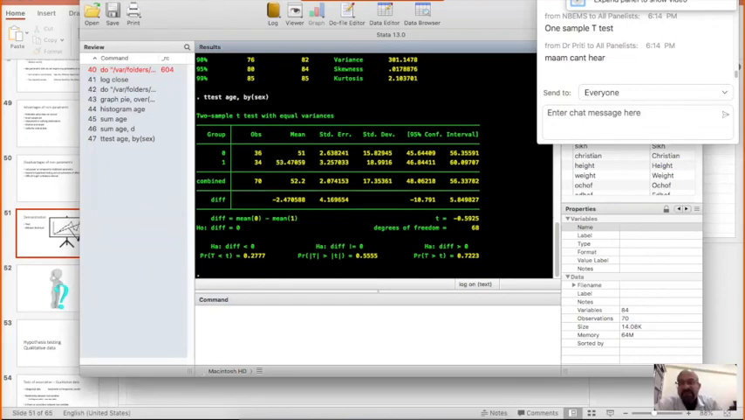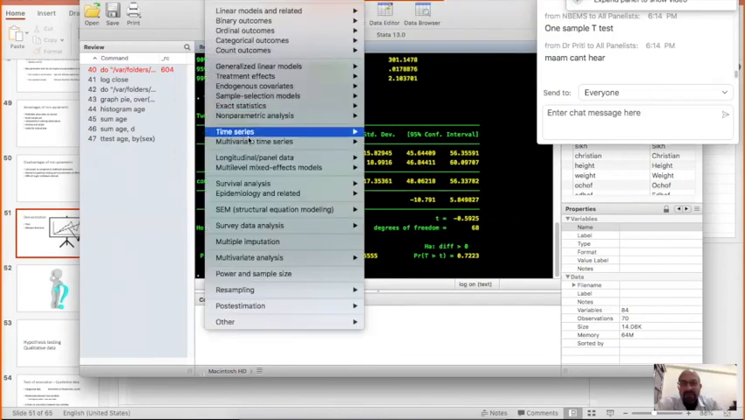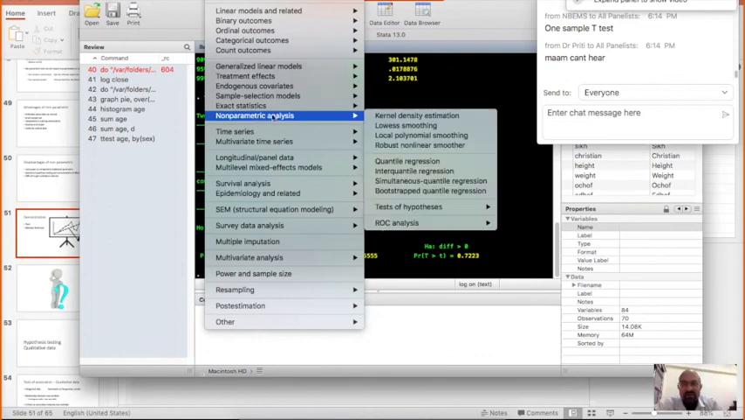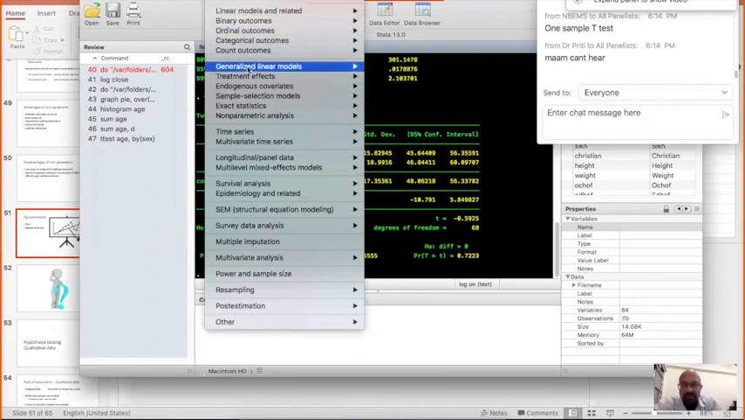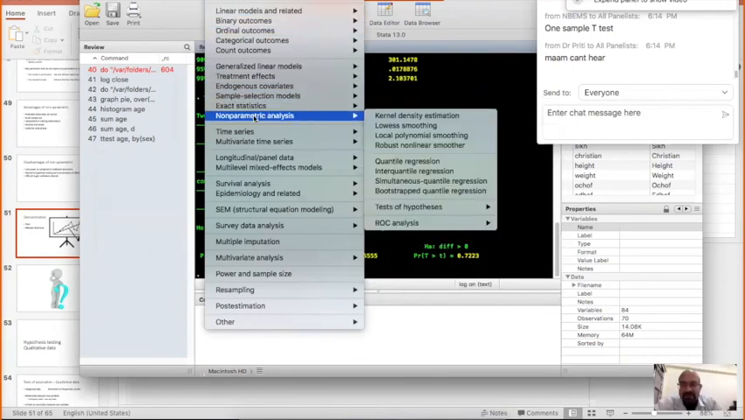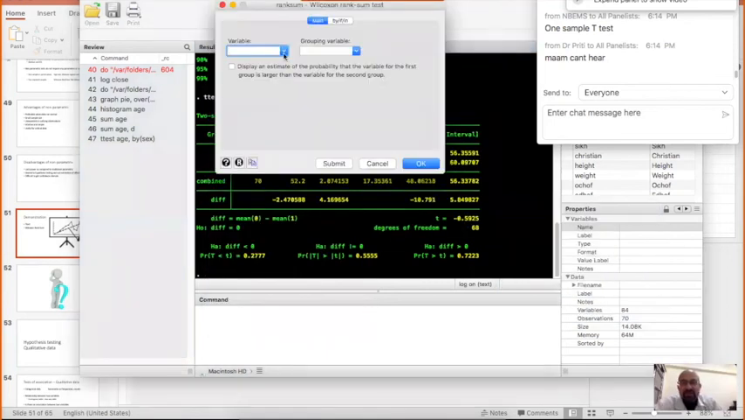So let's say if we were using one of the non-parametric tests, what would happen? Let's do the same exercise with a non-parametric test. And here are the non-parametric analysis. Statistics, non-parametric tests. And these are the tests of hypothesis. And we said we will be using the Wilcoxon rank sum test to differentiate between the two groups. Again, our age is the variable that we are trying, and the grouping variable is sex.